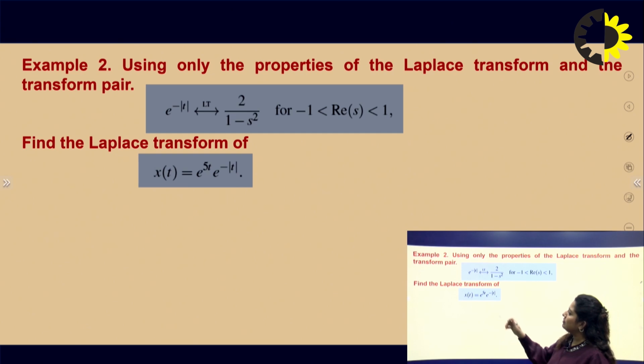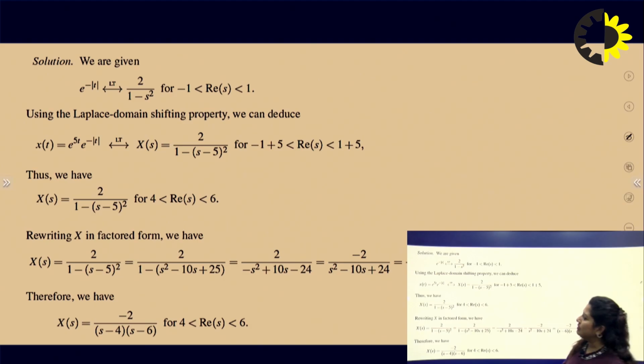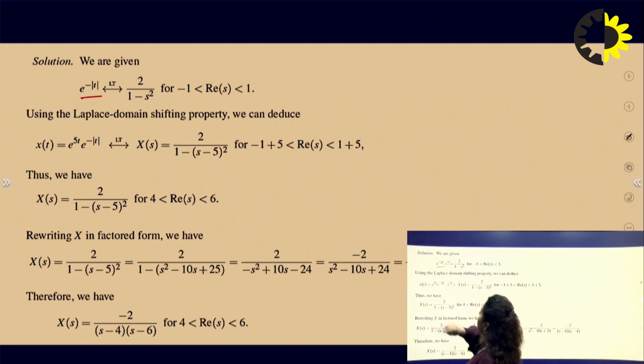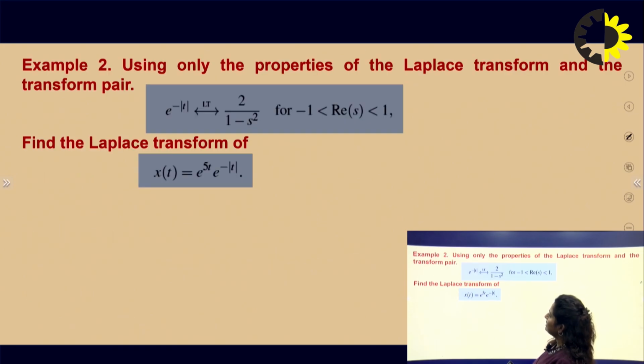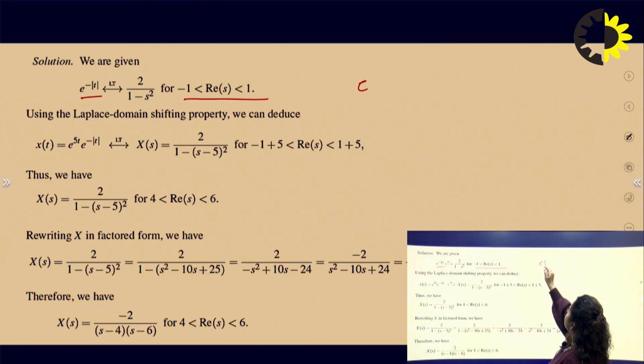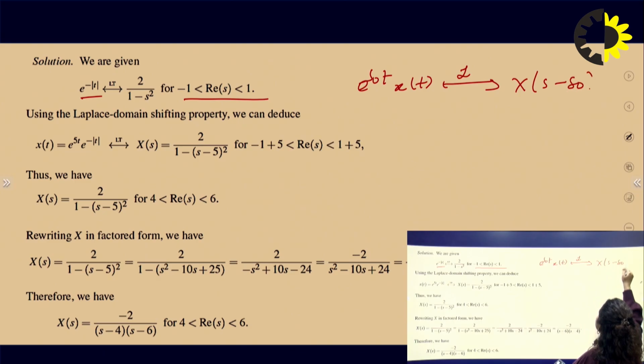Find the Laplace transform of e to the power 5t times e to the power minus mod t. As we know, the Laplace transform of e to the power minus mod t is 2 upon 1 minus s square, and in this case the ROC is real of s greater than minus 1 and less than 1. Using the Laplace domain shifting property, because in the question there is a multiplication by e to the power 5t, exponential multiplication in the time domain signal gives a shift in the frequency domain. So we use the property e to the power s naught t x(t), whose Laplace transform is X(s minus s naught).